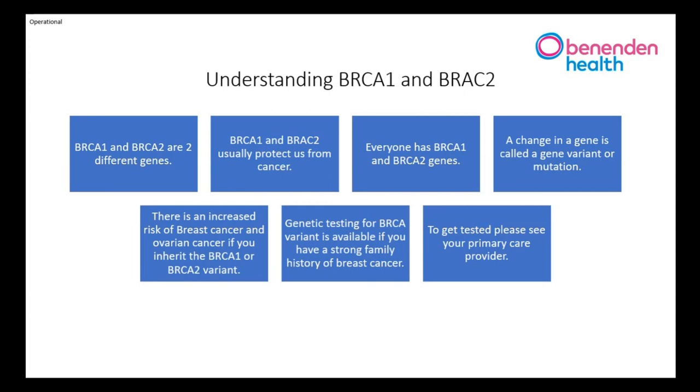You may also be offered it if you have a certain type of ovarian cancer, such as high-grade serous ovarian cancer, or if you've got a strong family history of cancer that suggests either a BRCA1 or BRCA2 variant is likely, or if you have a relative who is a carrier of the BRCA1 or BRCA2 variant themselves. Then you can go along to your GP, ask for a blood test, and be referred to the genetic counsellor for that.